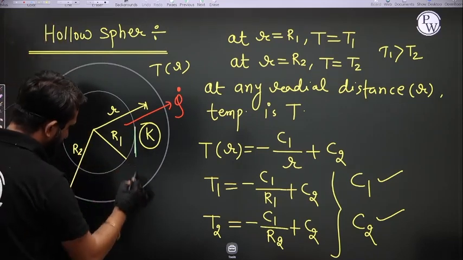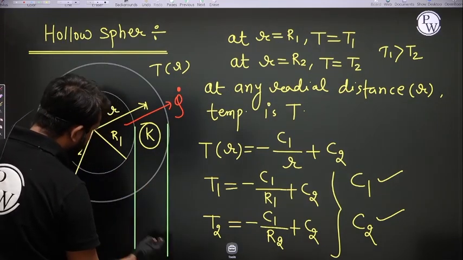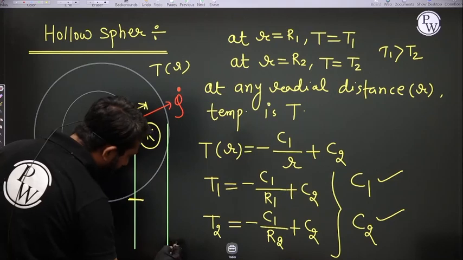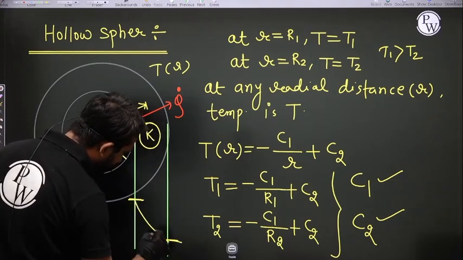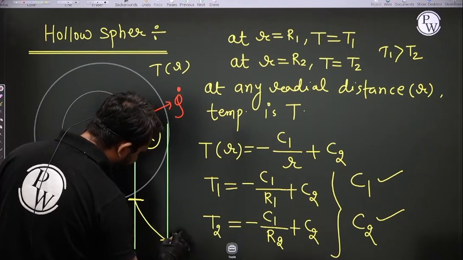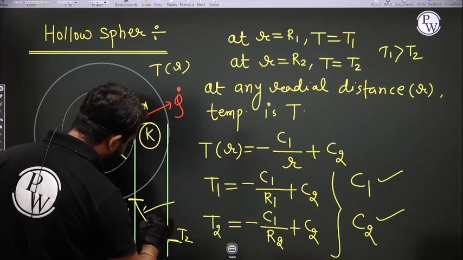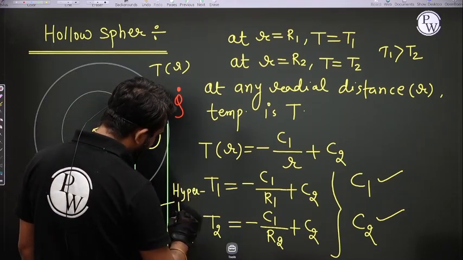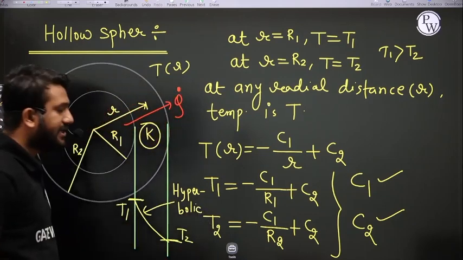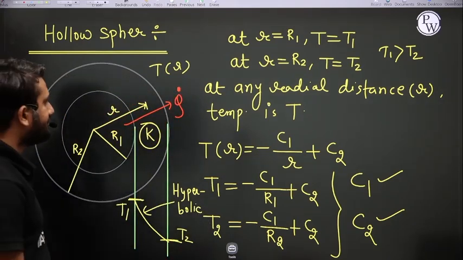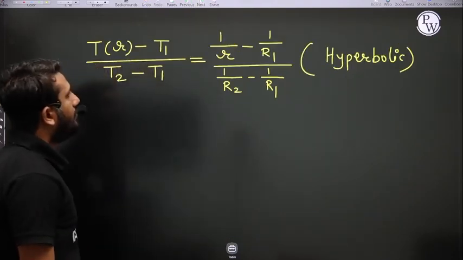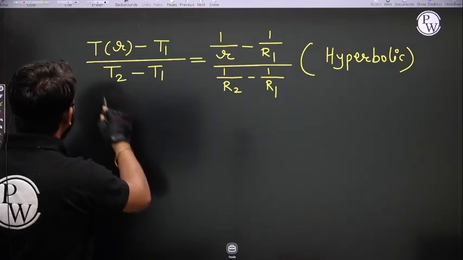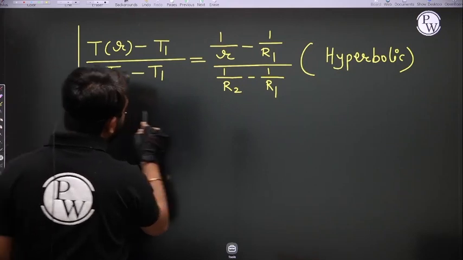If you see the temperature variation, here the temperature is T1, here the temperature is T2. So this temperature variation is hyperbolic. Is it fine? Is it clear? So the first objective, find the temperature variation with R, is done: it is hyperbolic.